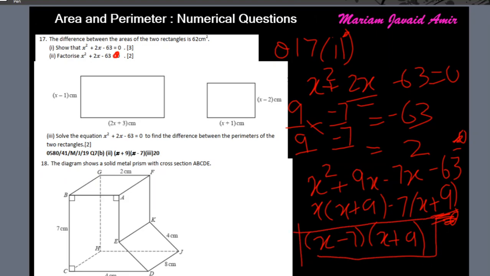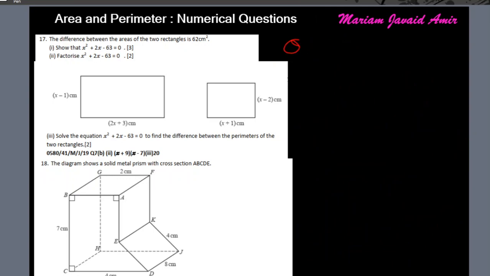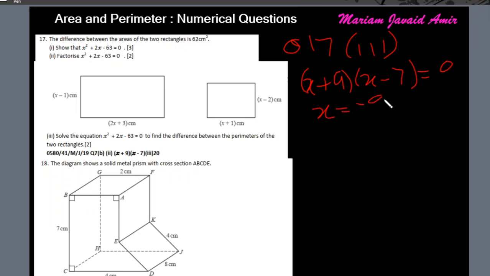In part 3 we have to solve this. So question 17, part 3, which says solve this equation to find the difference between perimeters of the two rectangles. So first solve this equation. We've got x plus 9, x minus 7 equals 0. So we're getting two answers. One is x equals minus 9 and the other one is x equals 7. We'll choose the positive answer because the length cannot be negative. If I choose minus 9, this will become minus 10, and the length of a rectangle can't be minus 10. So I'll just choose this answer, and now I have to find the difference between perimeters.